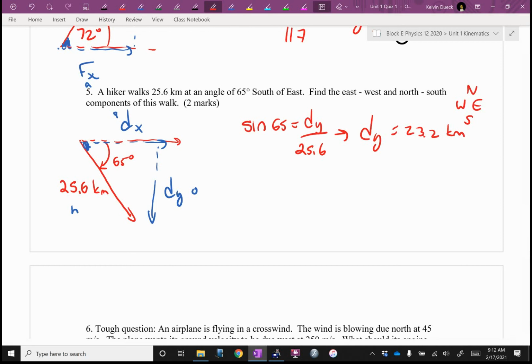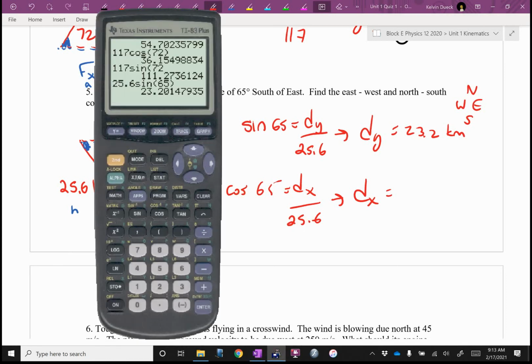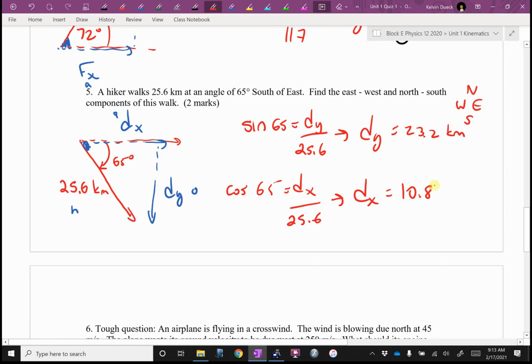Of course it is. I'll write it out here because it's a quiz. Cos 65 equals dx over 25.6. That's messy, Mr. Duick. Try that again. Cos 65 times 25.6. Not much neater, but that's work. Do you get 10.8 kilometers?